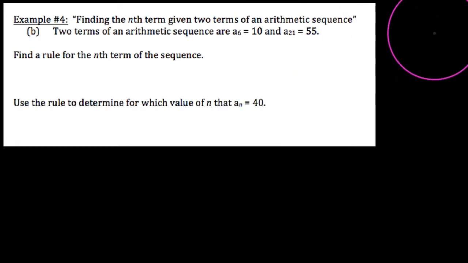Recall that to write the rule for the nth term of an arithmetic sequence in the first place, we say that the nth term will always be equal to the first term plus n minus 1 times the common difference, where the common difference is what it is increasing or decreasing by from term to term.